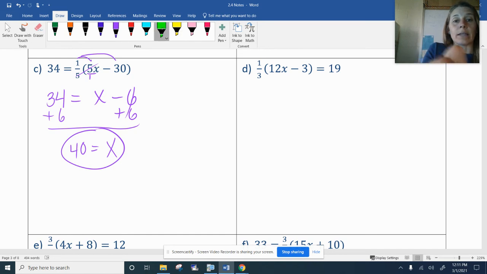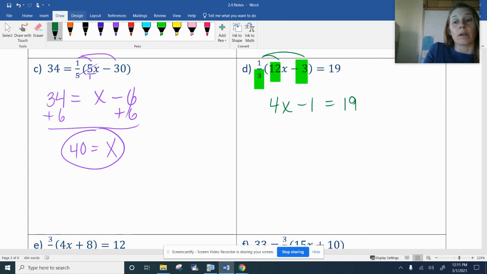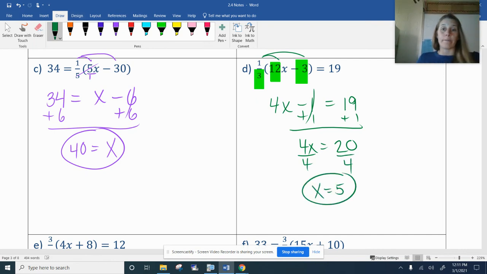Okay, D, same idea here. We have the 12 and the 3, both divisible by 3. 1/3 of 12, or 12 divided by 3 is 4x. 1/3 of 3, or 3 divided by 3 is 1. And then we add the 1. 4x equals 20. Divide by 4, x equals 5.